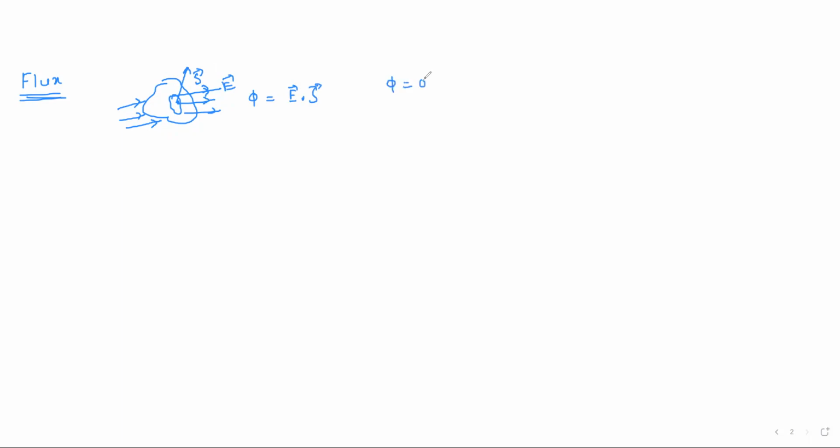Flux will be 0 when the E vector is perpendicular to the S vector. The electric field vector is perpendicular to the S vector. E dot S means the dot product formula, ES cos theta. Theta is the angle between the electric field vector and the S vector. S vector means the direction of area. This is the S vector, the direction of area S, and its direction will be perpendicular to the area. This angle is theta.